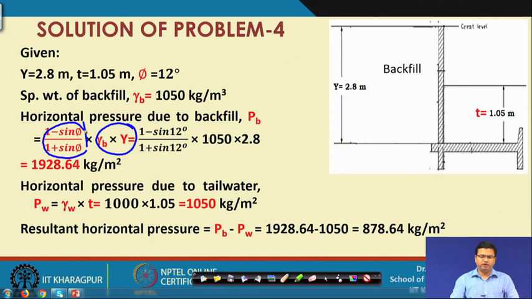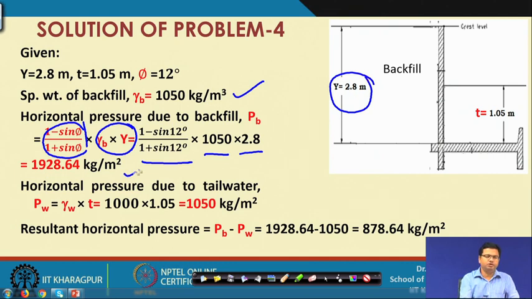Okay. So, here phi is your 12 degree. So, it will be 1 minus sin 12 degree divided by 1 plus sin 12 degree into gamma b equal to 1050, and 2.8 is the height of the backfill. Okay. So, by multiplication you will get 1928.64 kg per meter square. So, that is the upstream pressure because of the backfill material.